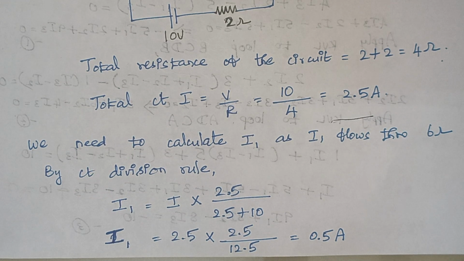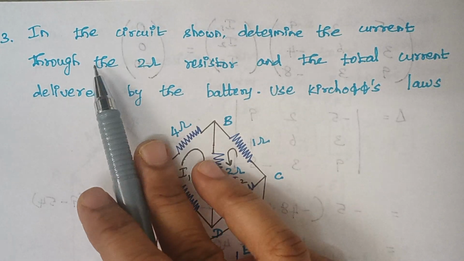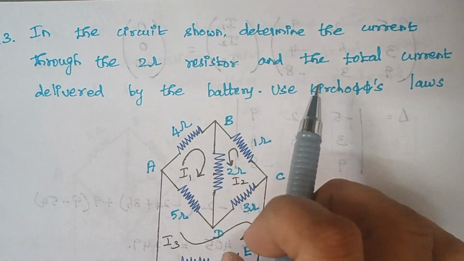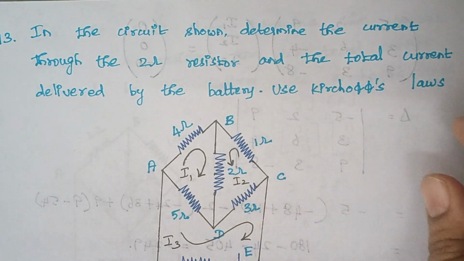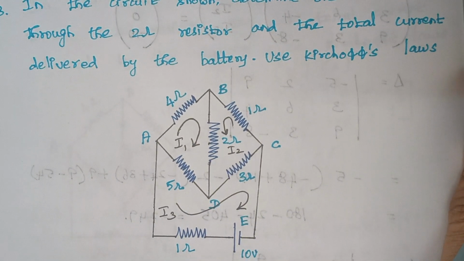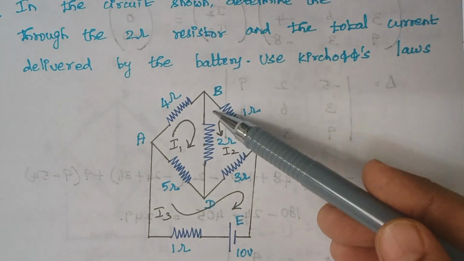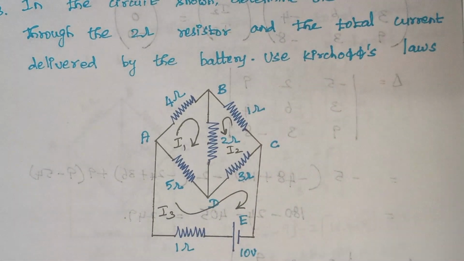We will proceed with the next problem. The problem number 13 is, in the circuit shown, determine the current through 2 ohm resistor and the total current delivered by the battery. Use Kirchhoff's laws. Here again you see, this is a bridge circuit, and we are asked to calculate the current that flows through this 2 ohm resistor and as well as the total current given by this battery.